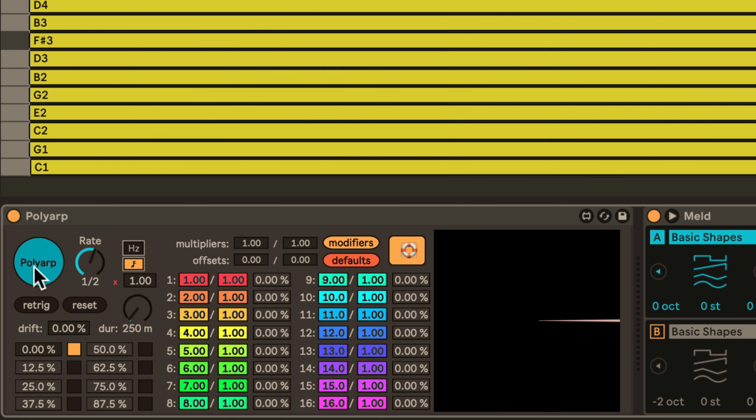Or it can be set in terms of your project's tempo. So quarter notes, measures, up to 1 note per 32 measures, which is pretty slow. Let's go down to once per measure. The multiplier works here as well.